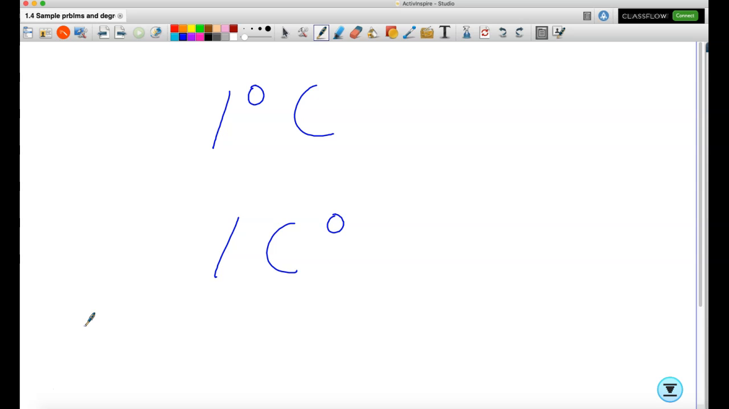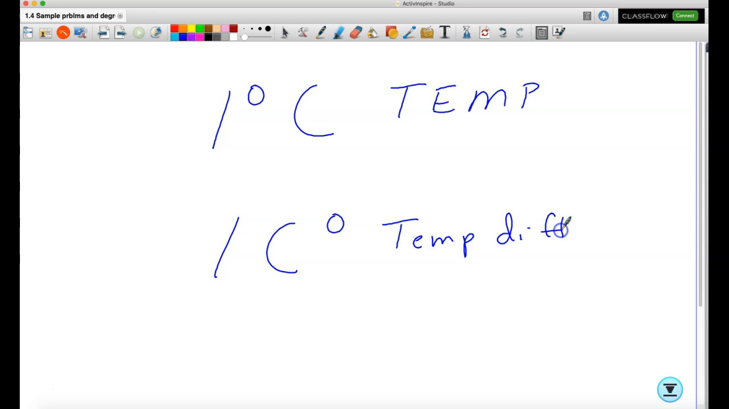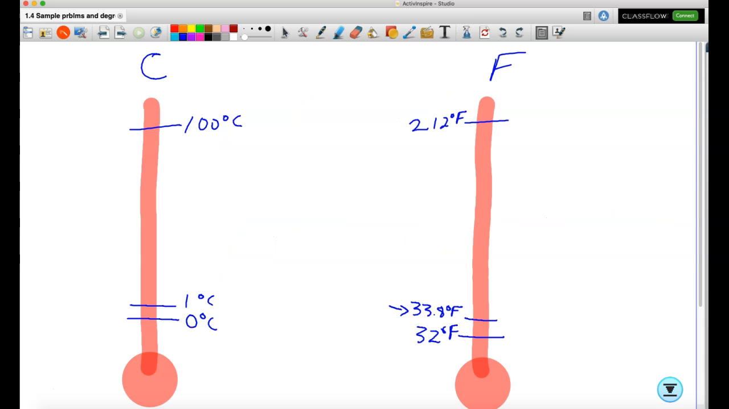Well, it helps me keep straight that 1 degree Celsius is a temperature. So if I had my thermometer, took the temperature, I could have 1 degree Celsius. But 1 Celsius degree is a temperature difference, or a delta T, a change in temperature. What does that really mean? Well, let's look at some thermometers here.